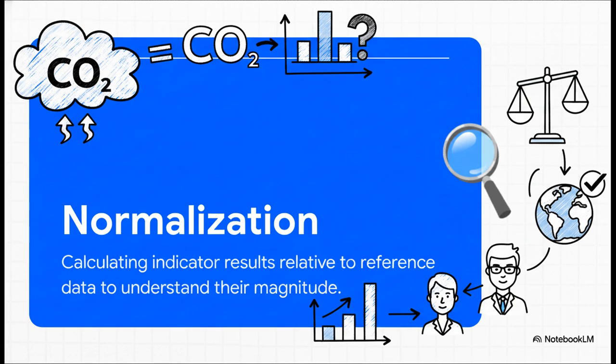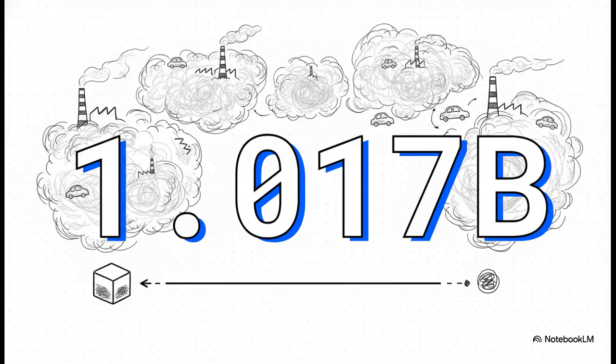It's kind of like knowing a car costs $50,000. You really only know if that's expensive when you compare it to the average national income, right? Normalization gives us that exact comparative significance. To put that into perspective, researchers might use a huge reference number like 1.017 billion tons. That was the actual measured annual release of CO2 equivalents for the entire nation of Germany in 2003.